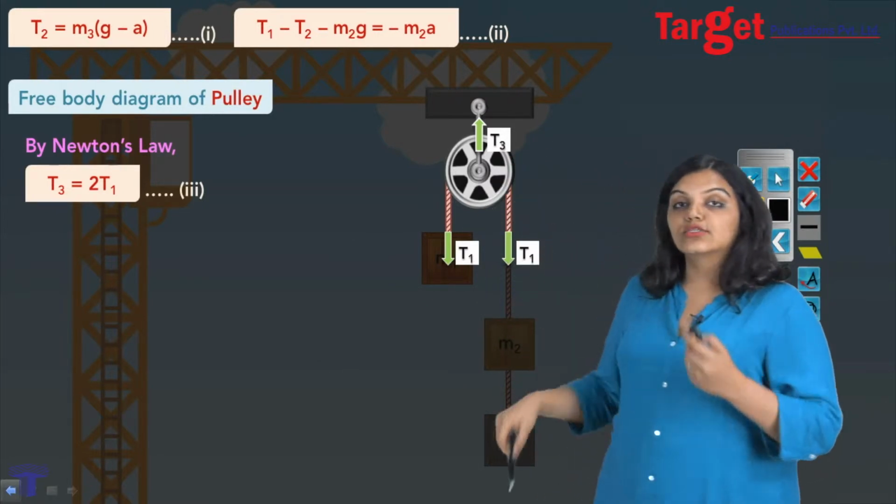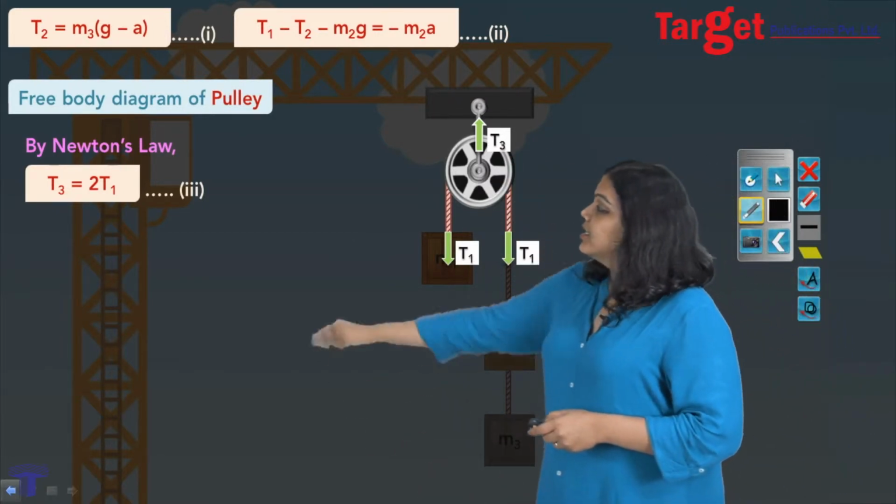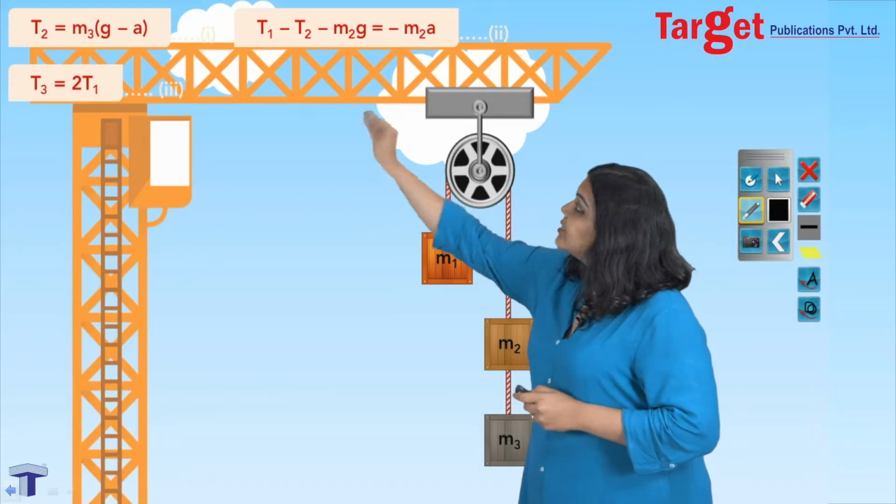That's because the pulley isn't moving. This is an equation for equilibrium. So I have T3 is equal to 2T1. I need it. I save it.